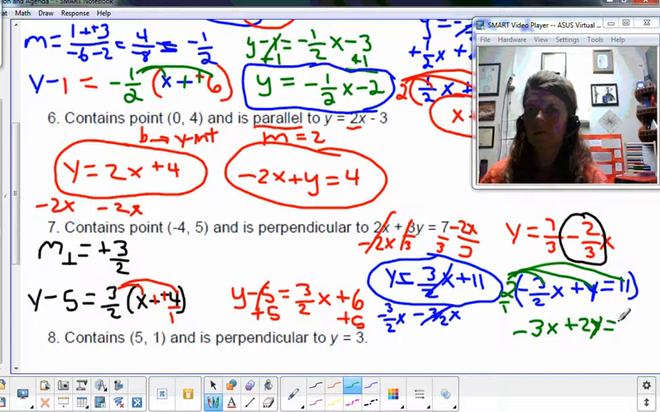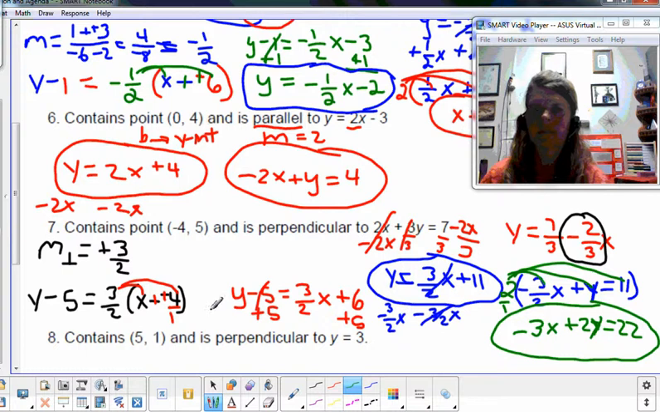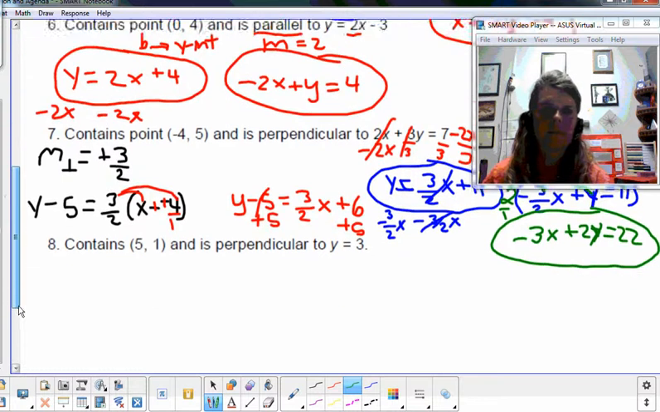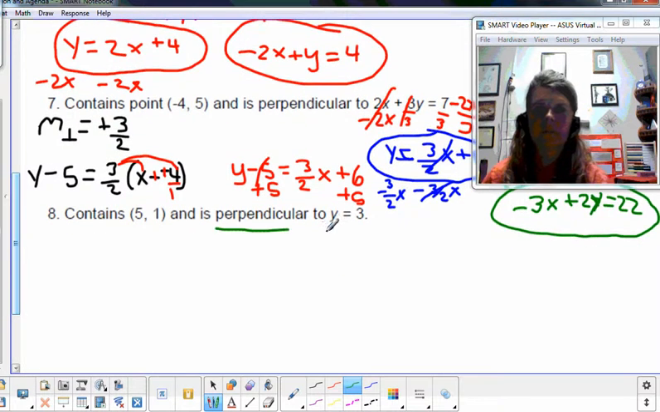We're almost done. We have one more. And I think the last one is easy. Looks hard, but it's easy. Okay, number 8. Well, it's perpendicular to y equals 3. This stood out to me because y equals 3 is a horizontal line at y equals 3.